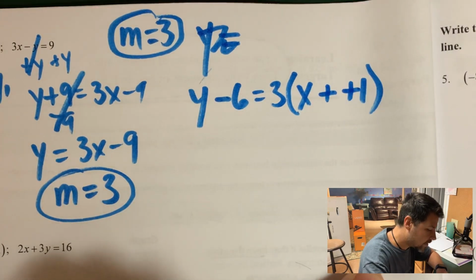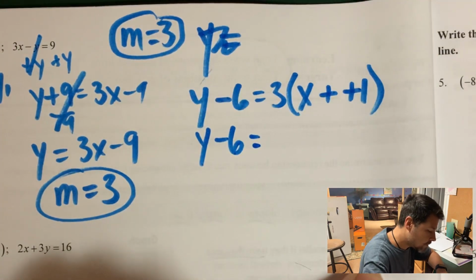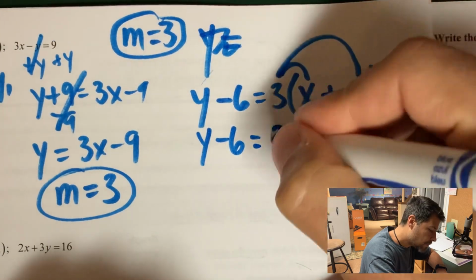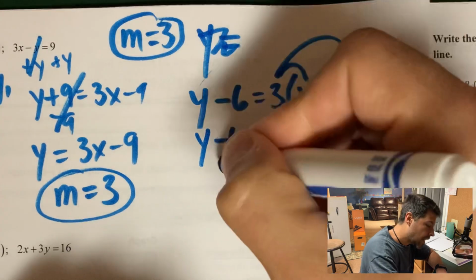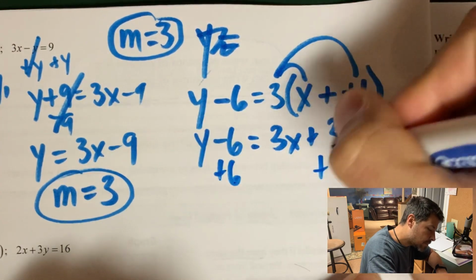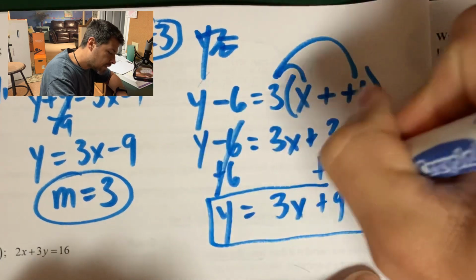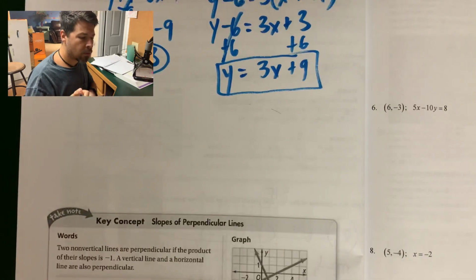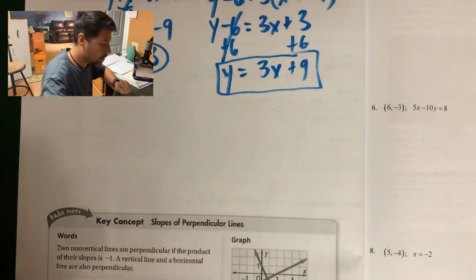In order for us to get this into y equals mx plus b, let's distribute and get rid of the parentheses. So my parentheses have a 3 in the front, 3 times x, which is 3x, and 3 times 1, which is plus 3. The last thing that I do here is add 6 to both sides like this, and 3 plus 6 is 9. So my final answer is y equals 3x plus 9. On number 4, I'd like you to try this one on your own. Pause the video, try number 4 on your own, and see if you can get the answer correct.